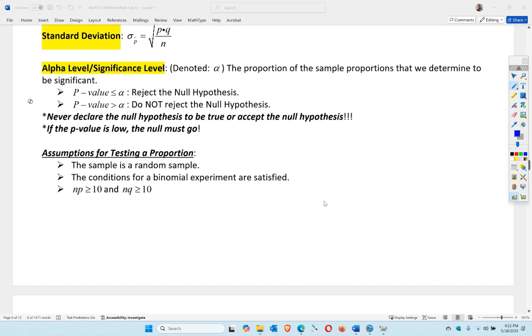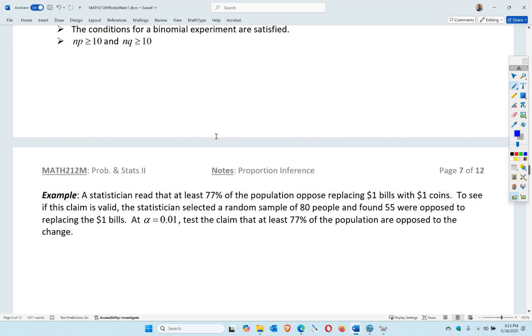The samples have to be random and independent, and it has to be some kind of binomial experiment. The sample sizes must be greater than or equal to 10 for success and failure. If that's not true, then you can't actually do the test. Think of it this way: if the p is low, the null must go, which means you've basically proven what you're trying to figure out. So let's try one here that I've made up.